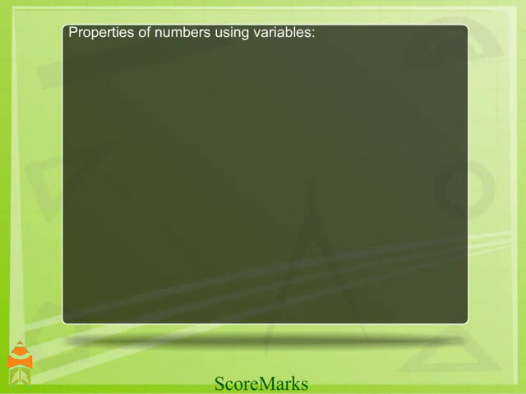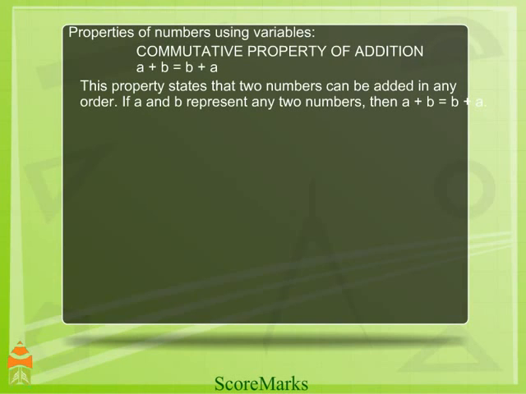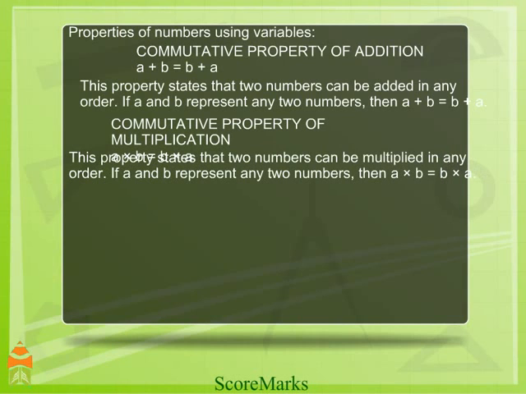Let's learn some properties of variables. Commutative property of addition. If A and B represent any two numbers, then A plus B is equal to B plus A. Commutative property of multiplication. If A and B represent any two numbers, then A multiplied by B is equal to B multiplied by A.